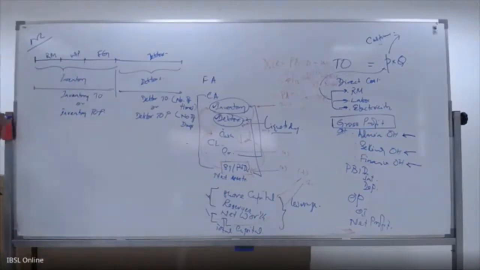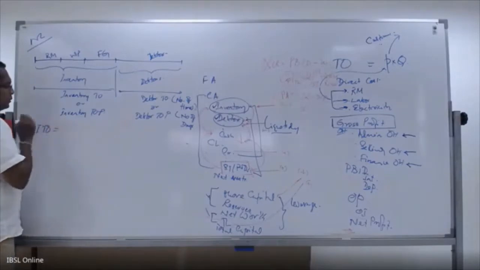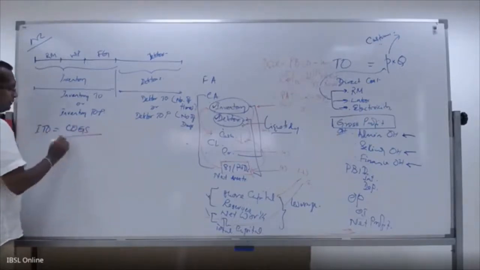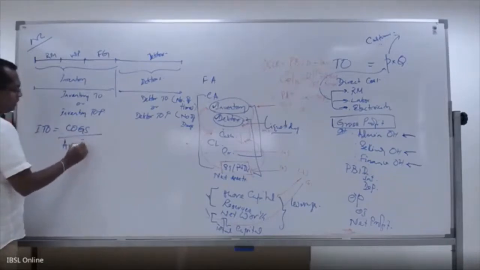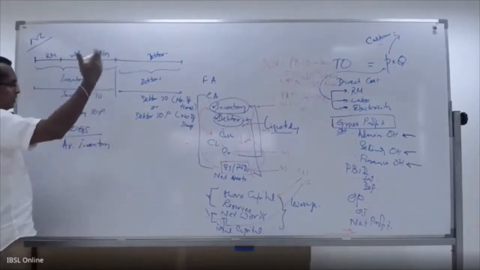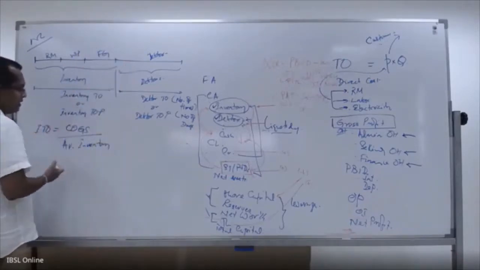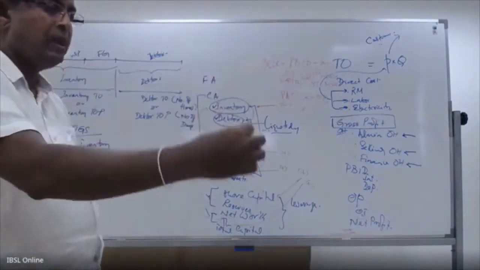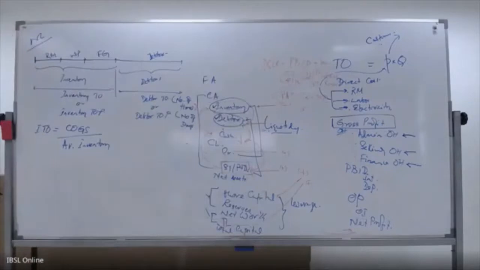So inventory turnover period is your question. Inventory turnover equals cost of goods sold divided by average inventory. When you have 2 years, you add both inventory figures and divide by 2. This gives you how many times per year you convert inventory into sales.